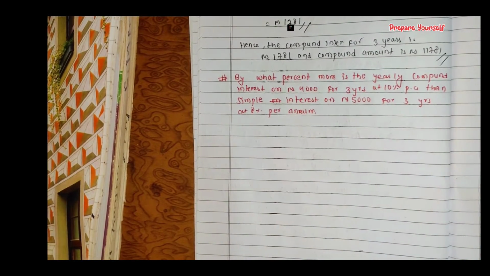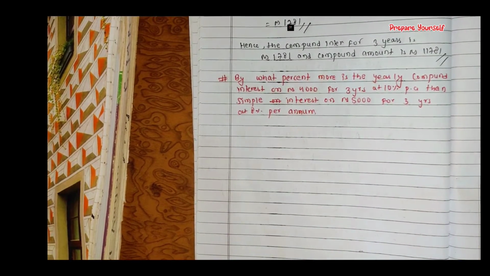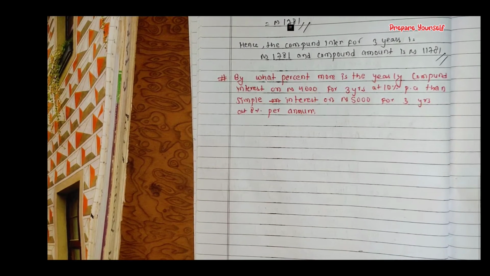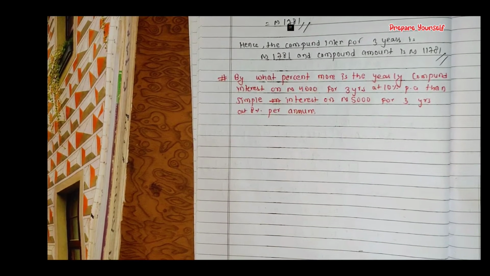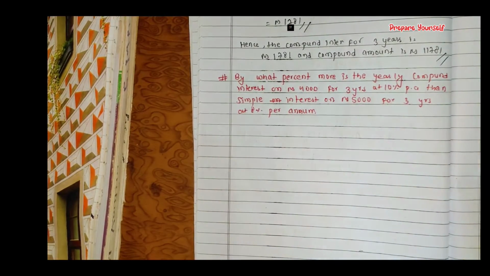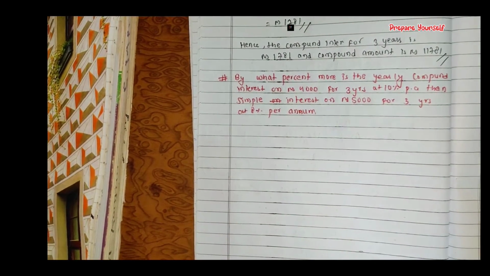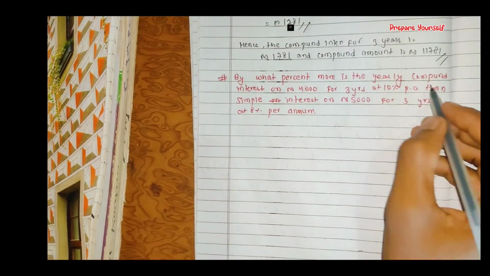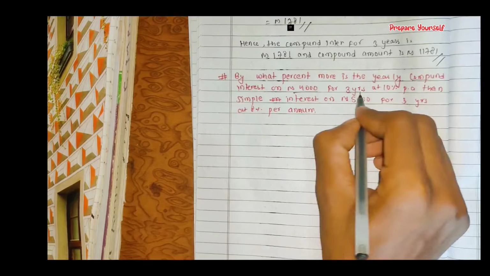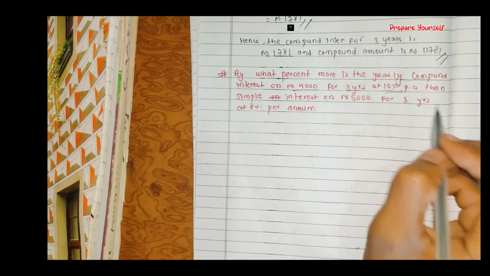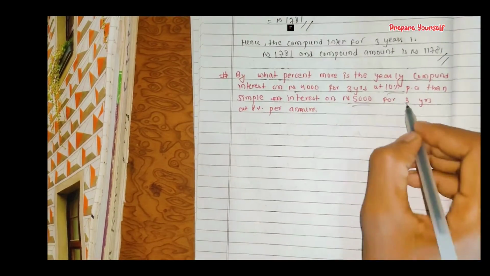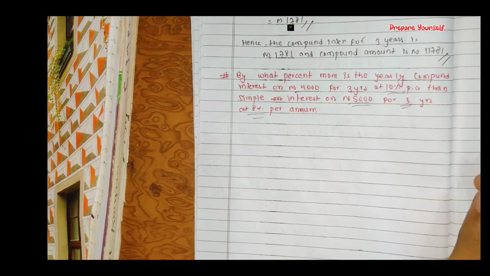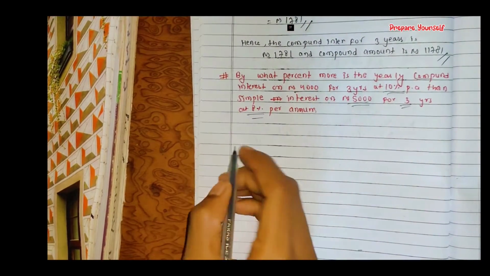So here is another question. The question is, by what percent more is the yearly compound interest on rs 4000 for 3 years at 10% per annum than the simple interest on rs 5000 for 3 years at 8% per annum. Okay, so here we have to do a comparison. So we have to find the compound interest on this principal for time 3 years and the rate of interest 10%, and the second one, we have to find the simple interest on rs 5000 for 3 years at 8% per annum. So we'll move to the solution.